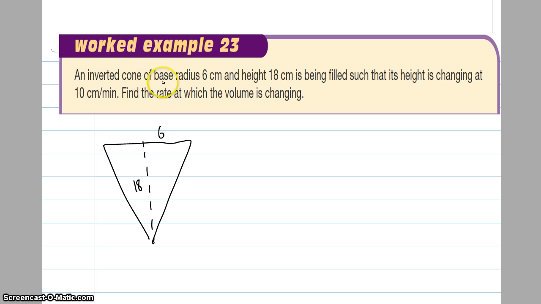An inverted cone of a base radius 6 centimeters and a height of 18 centimeters is being filled such that its height is changing at 10 centimeters per minute. Find the rate at which the volume is changing. So what I've been given, I need to write all of these things down: my given, my want, and my need.